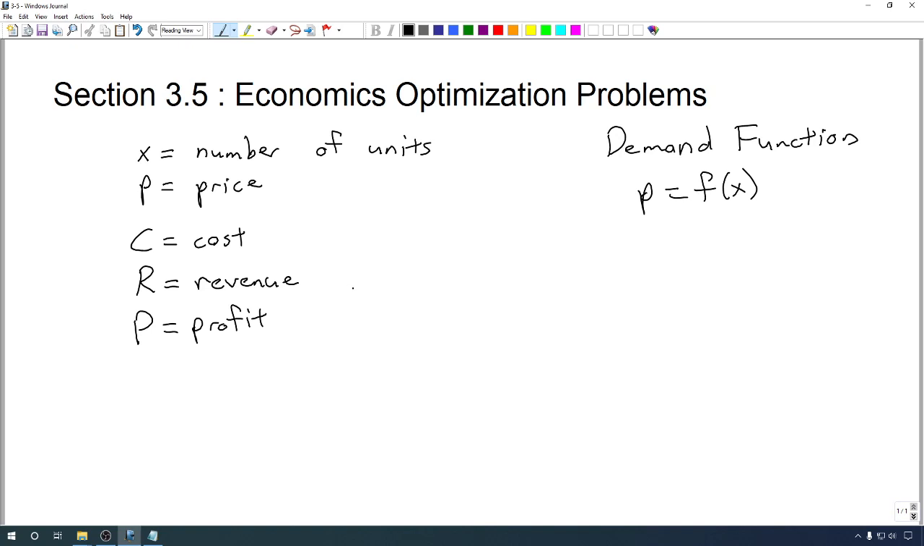Now, based off of these, we have some very specific formulas that always hold true. For instance, the profit is always the difference between the revenue and the cost. And revenue, if we already have the price and the number of units sold, is always going to be the product of those two things. So revenue here being just the raw amount of money that you get from selling those particular units at that particular price. We are going to use these formulas and ideas in setting up all of our functions that we want to optimize.